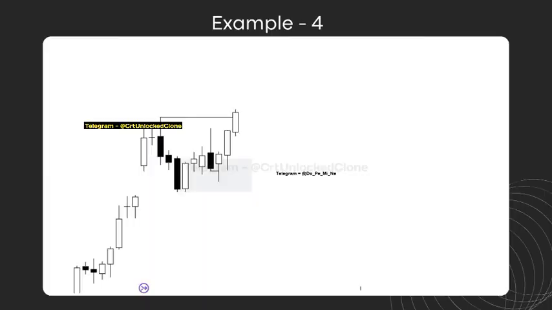And right here you can see that that's exactly what happened. On Tuesday and Wednesday we expanded higher and reached the drawn liquidity. So here we got another example. Let's put on the key levels and see what we got here.